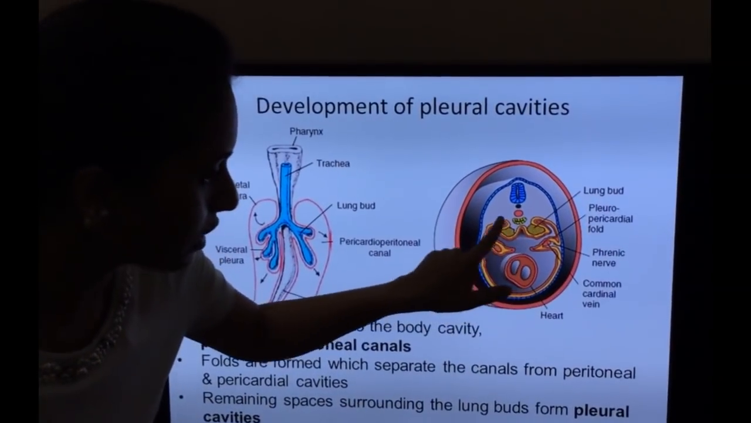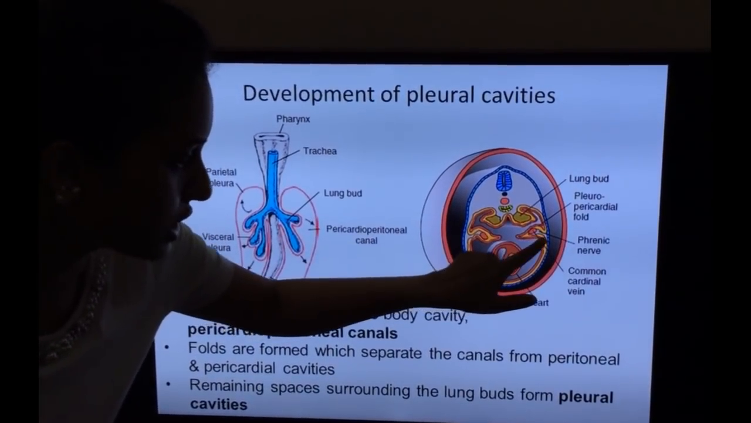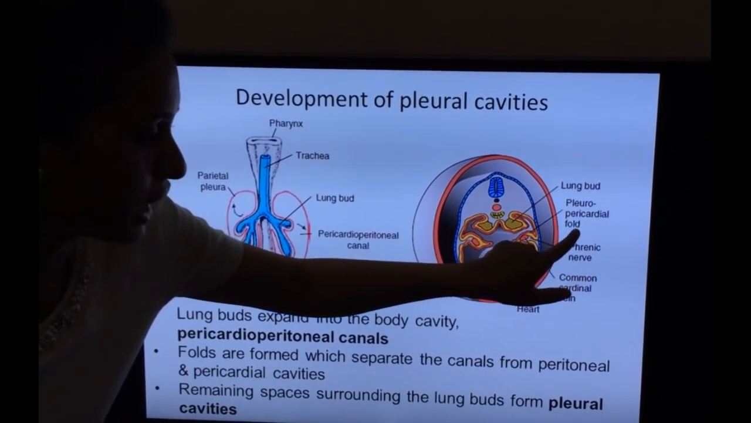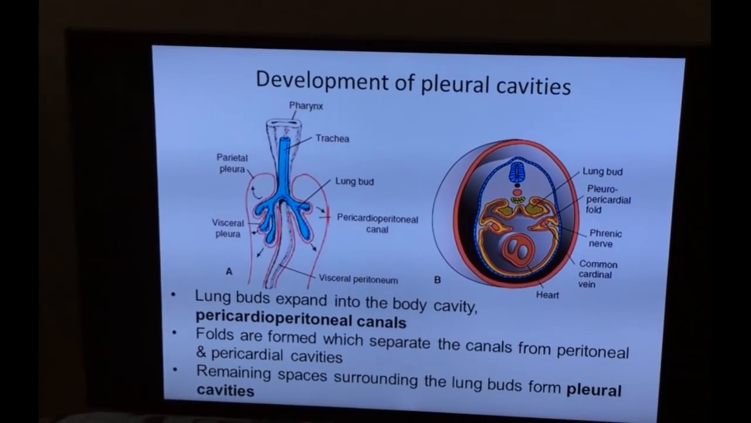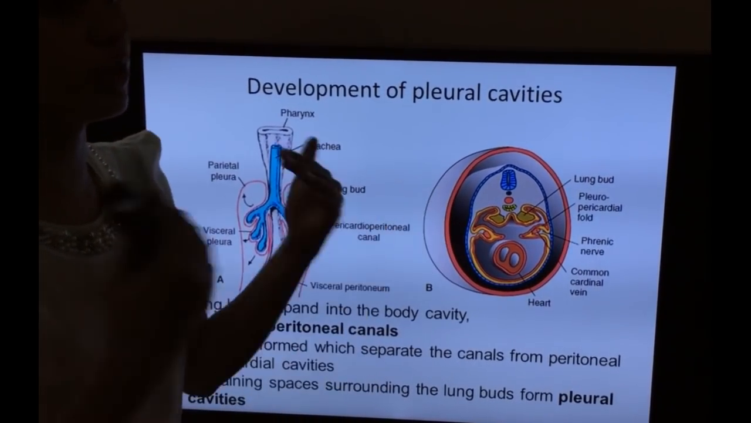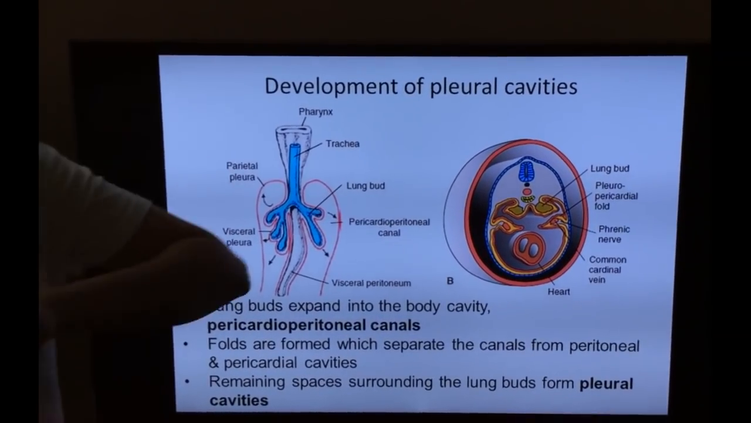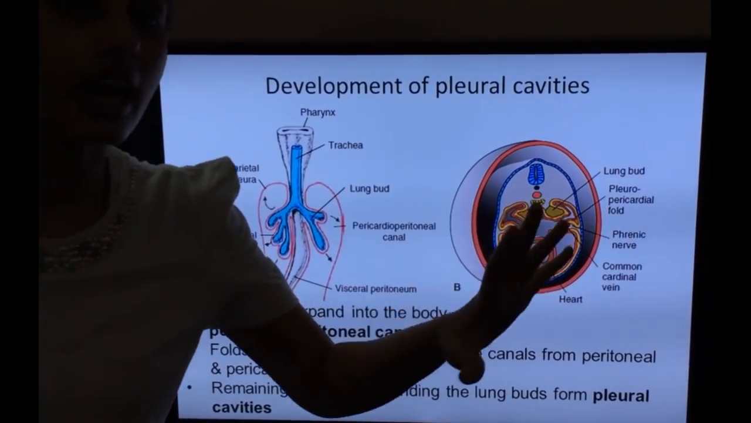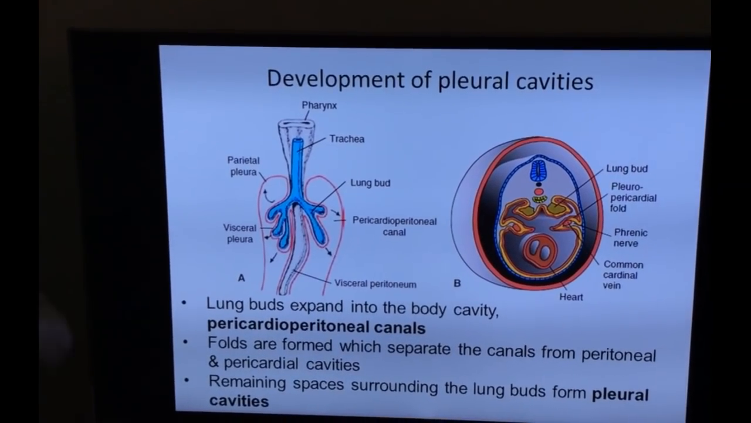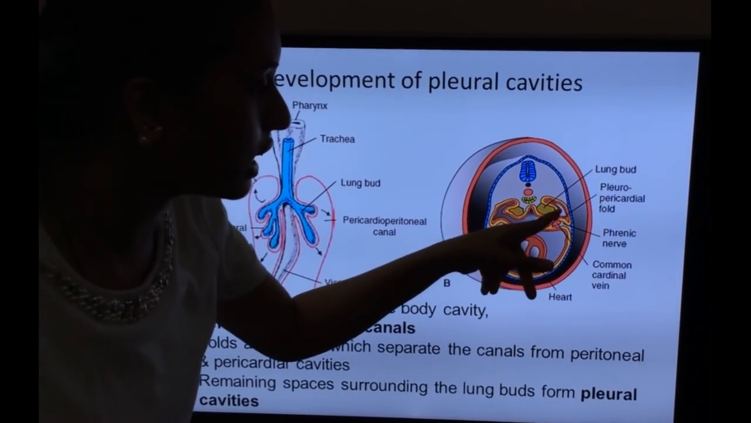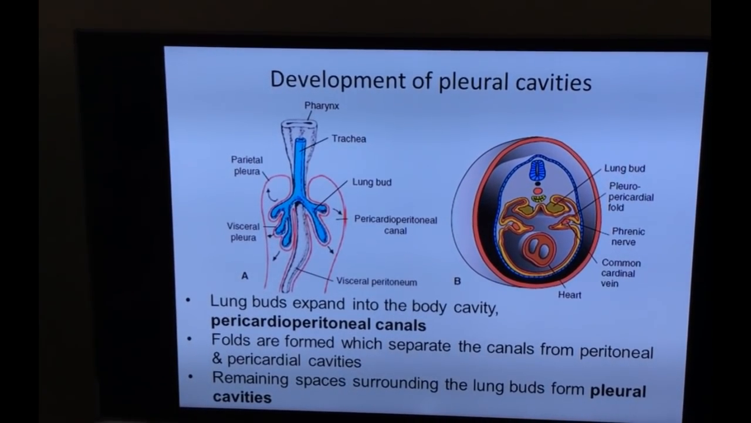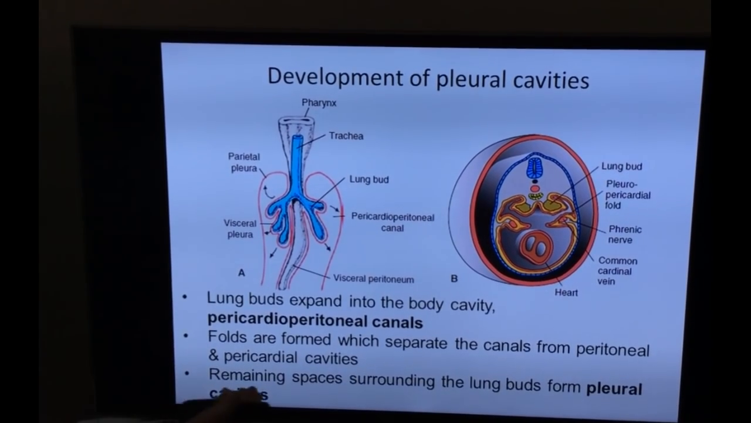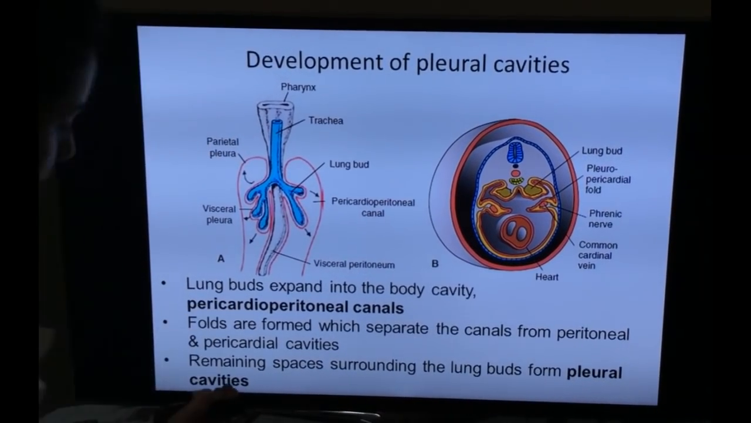So this is the expanding lung bud. There will be formation of, so one fold you can see here, this is the pleuropericardial fold. The other one is the pleuroperitoneal fold. After the fusion of these folds, there will be separation of the pericardial cavity from the peritoneal cavity, and the remaining cavity surrounding the lung bud will form the pleural cavity. So the remaining space surrounding the lung bud will form the pleural cavities.